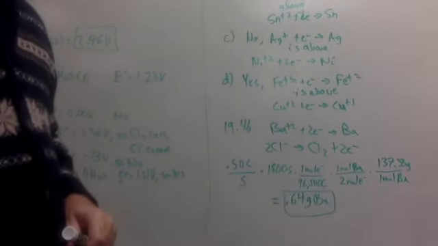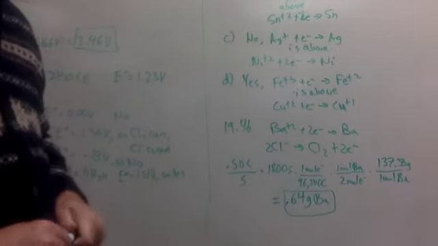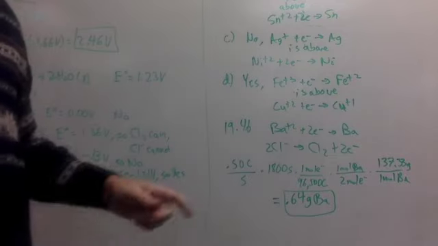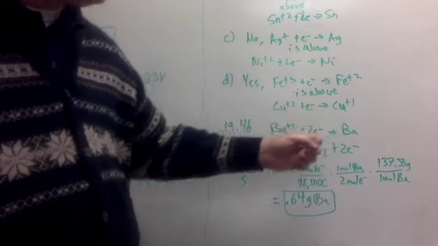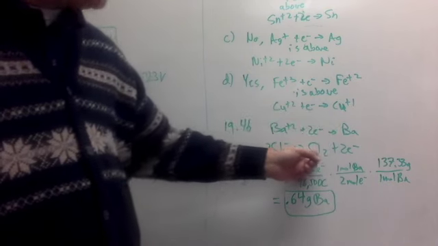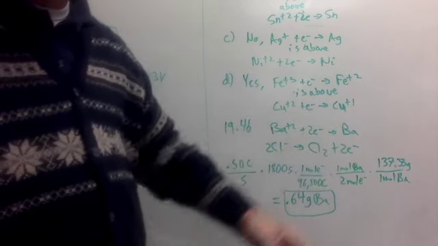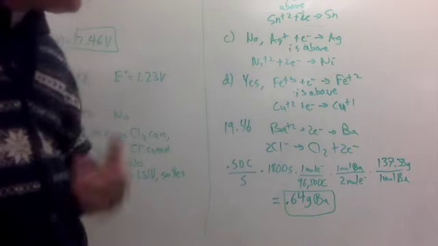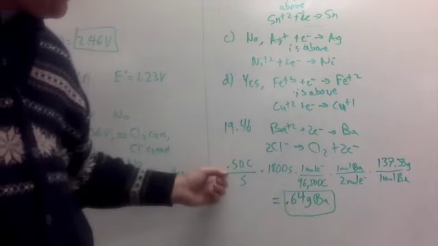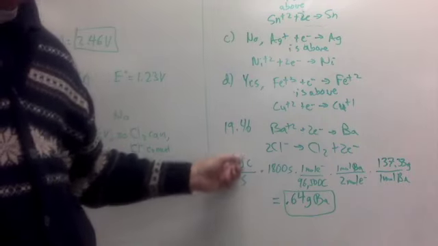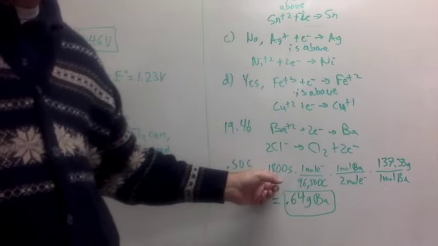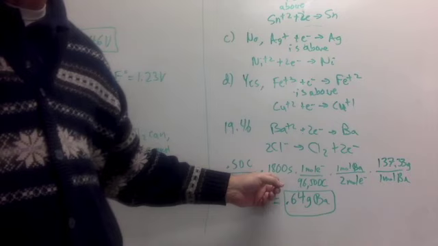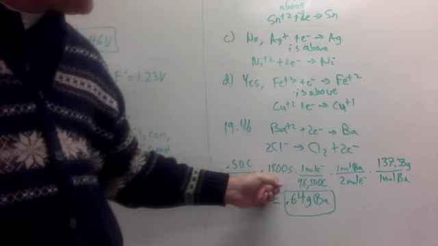And finally, the quantitative electrolysis problem. I'm looking for barium plus 2 to be reduced to barium at the cathode and chloride to be oxidized to chlorine at the anode. 0.5 coulombs per second is 0.5 amps. 30 minutes is 1800 seconds.